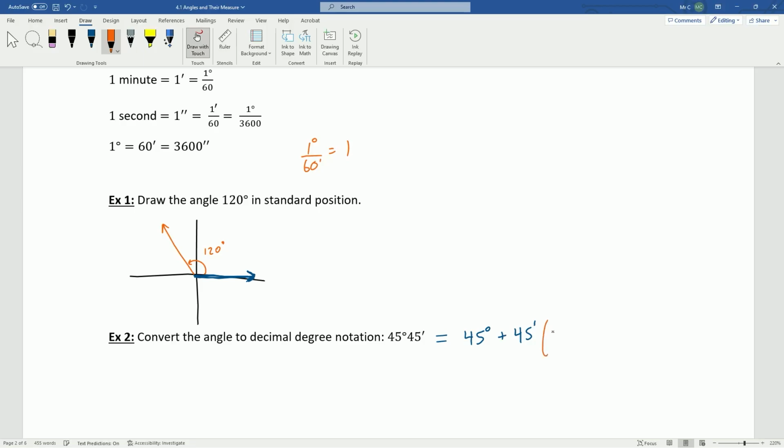So that's what I'm going to do. I'm just going to multiply by 1 degree divided by 60 minutes. That will cancel my minutes and leave me with just the units for degrees. So this becomes 45 degrees plus 45 over 60 degrees. That's 45 degrees plus 0.75 degrees. And now, of course, I can recombine this and just write it as 45.75 degrees.